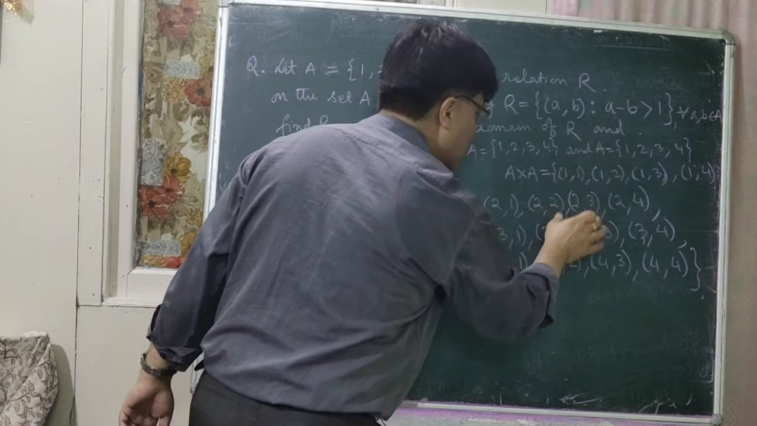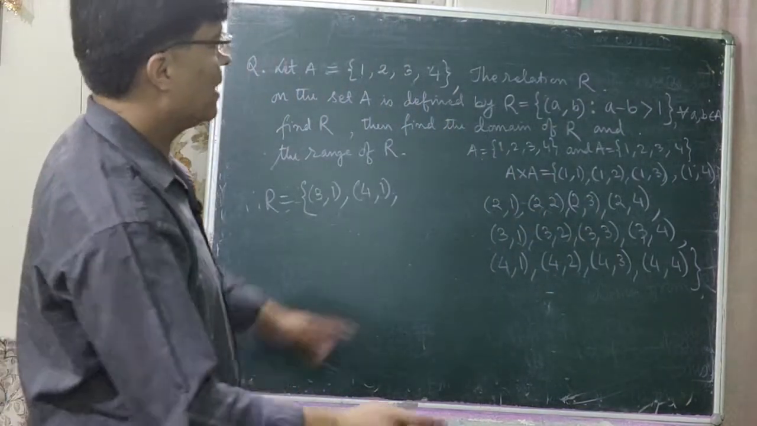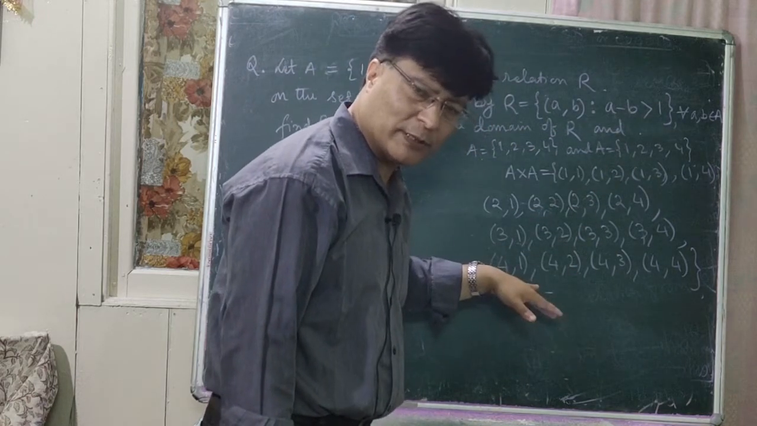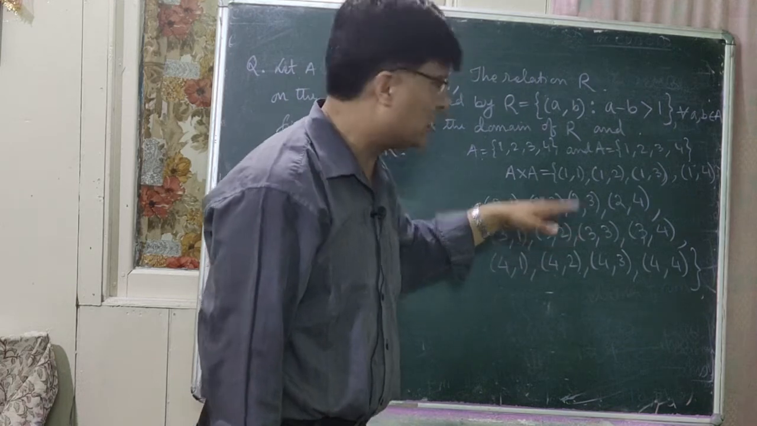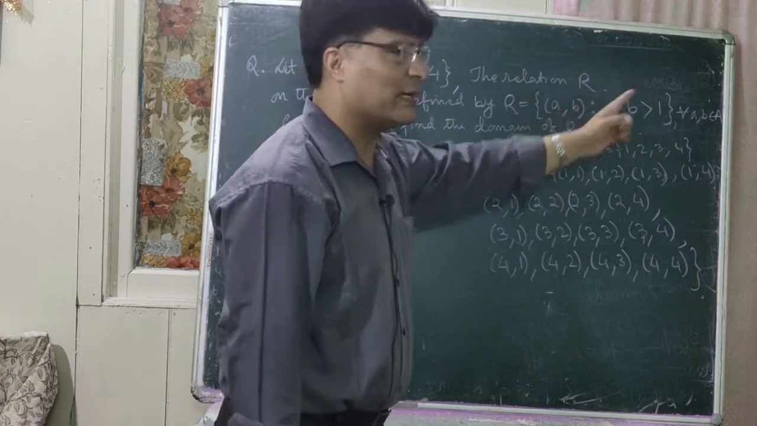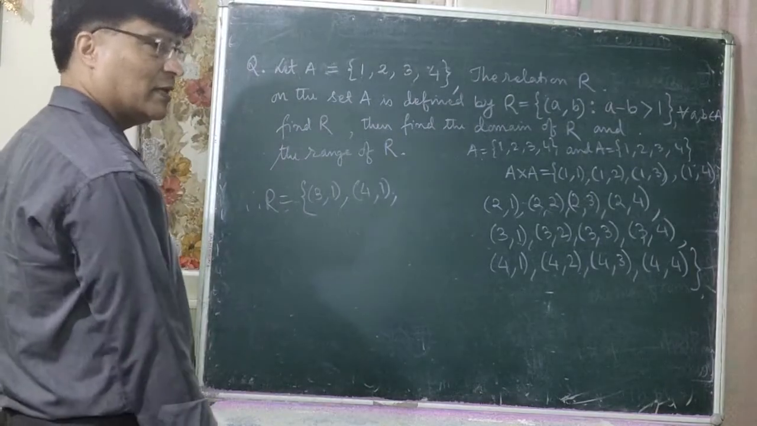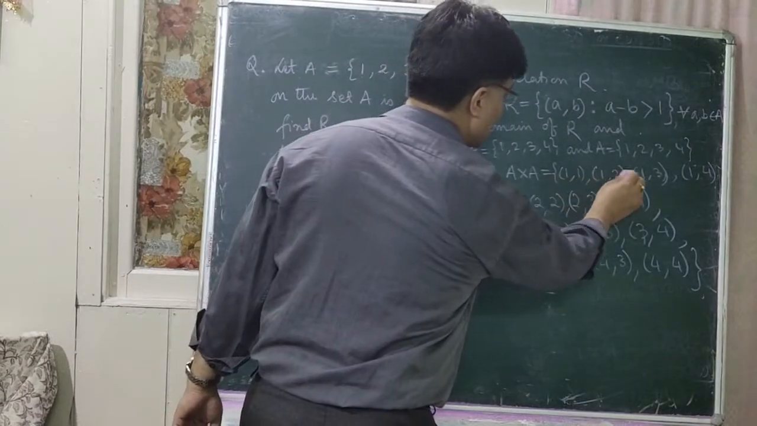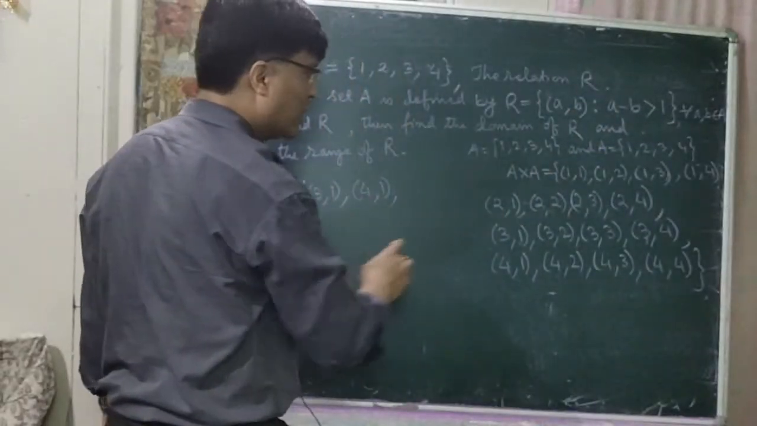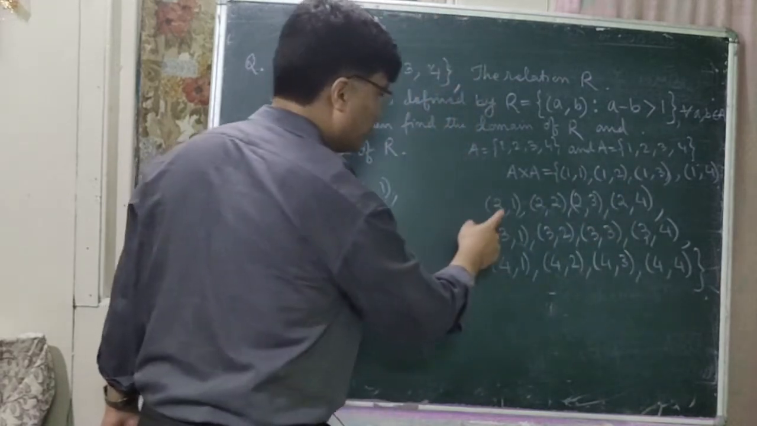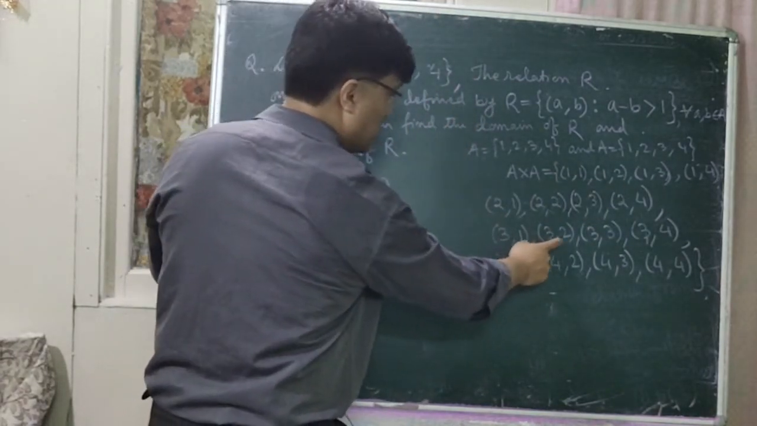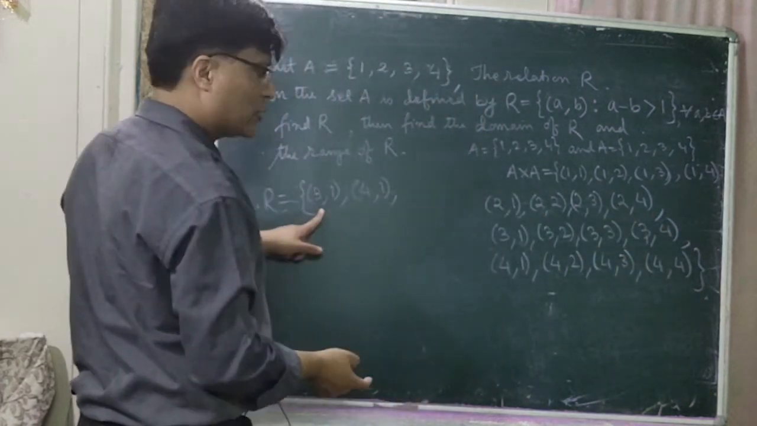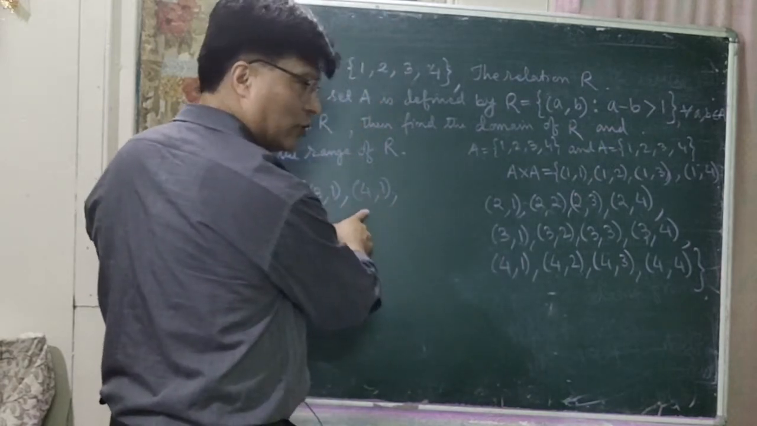So these are all the possible ordered pairs of A cross A. Now a minus b, these are all the possible sets of ordered pairs (a, b), isn't it? Now we can find a minus b greater than 1. That is easy, but it does not need to be written out, we can directly do it here. Now 1 minus 1 is 0, 1 minus 2, none of these are greater than 1. Does any of these come greater than 1? No. This (3, 1) is greater than 1. (3, 2) is not greater than 1. 3 minus 2 is 1. 3 minus 3 is 0. 3 minus 4 is minus 1, okay, then (4, 1).